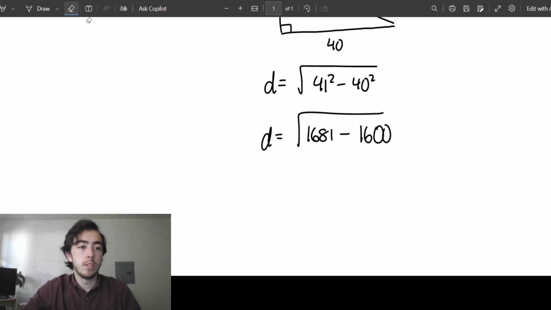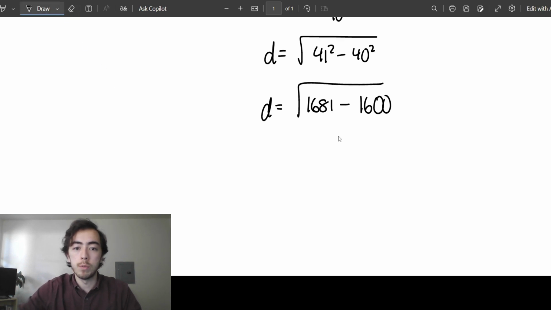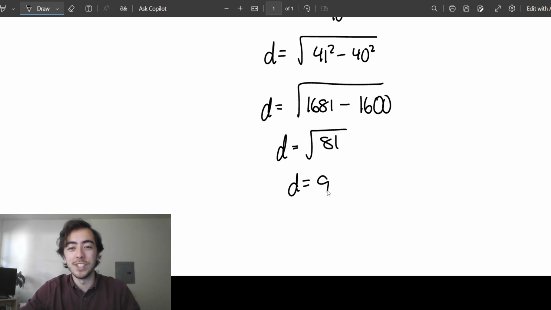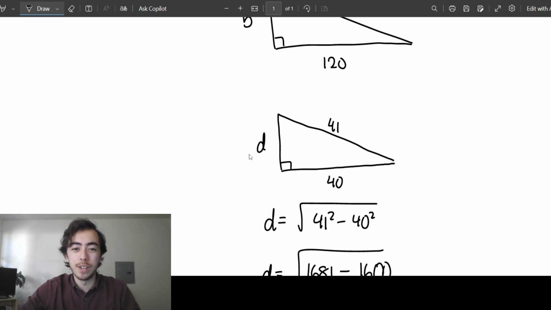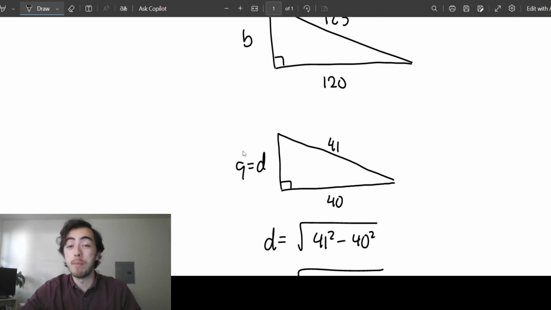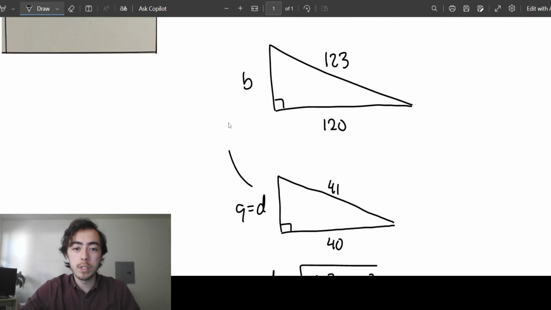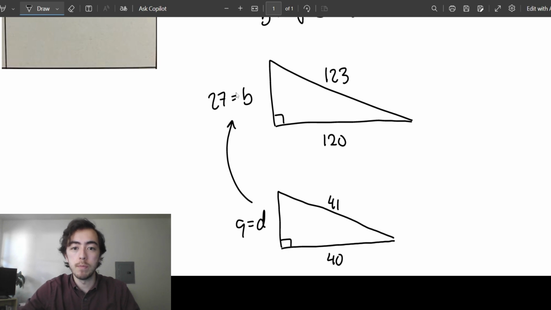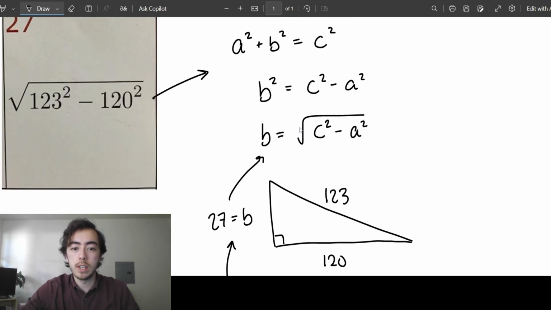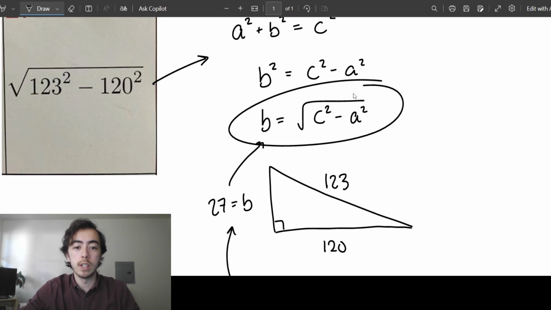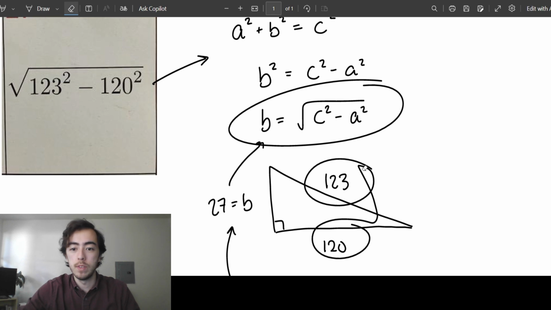And then subtracting these two is pretty straightforward. We just get d is equal to the square root of 81. And I can do the square root of 81 in my head because I've done a lot of squares and square roots before. d is just 9. So if this is 9, we can work our way backwards now. I would need to multiply by 3 in order to figure out what b is. b is 27. And b is precisely the thing that we were solving for today because it is the square root of this squared minus that squared.